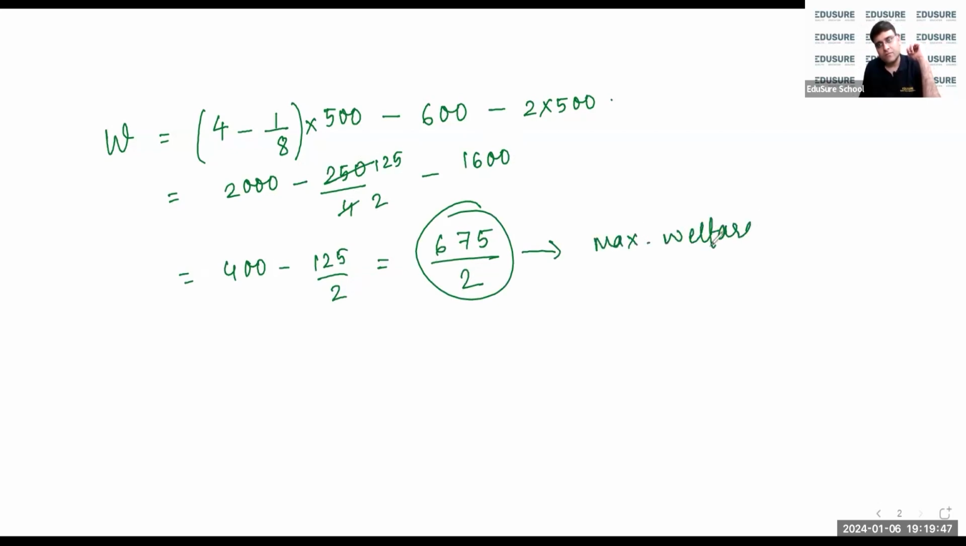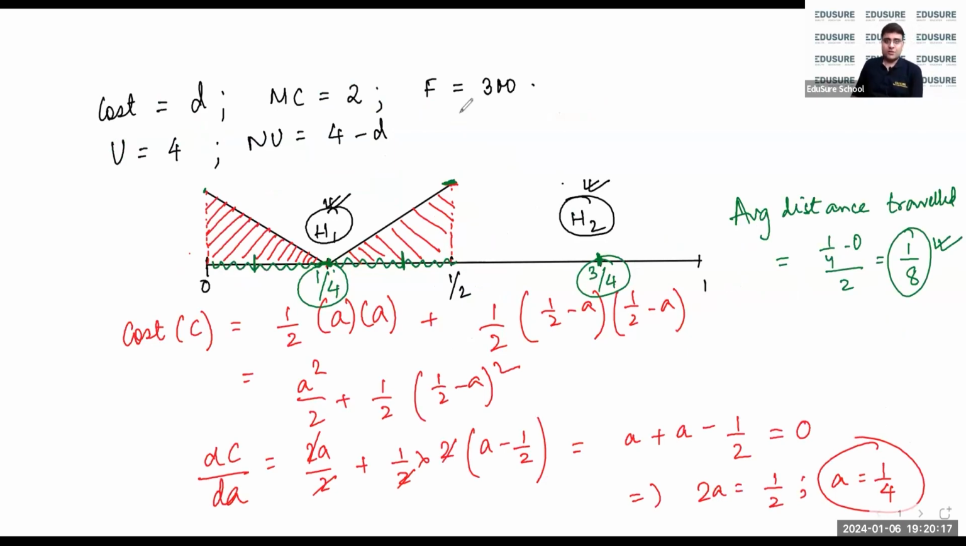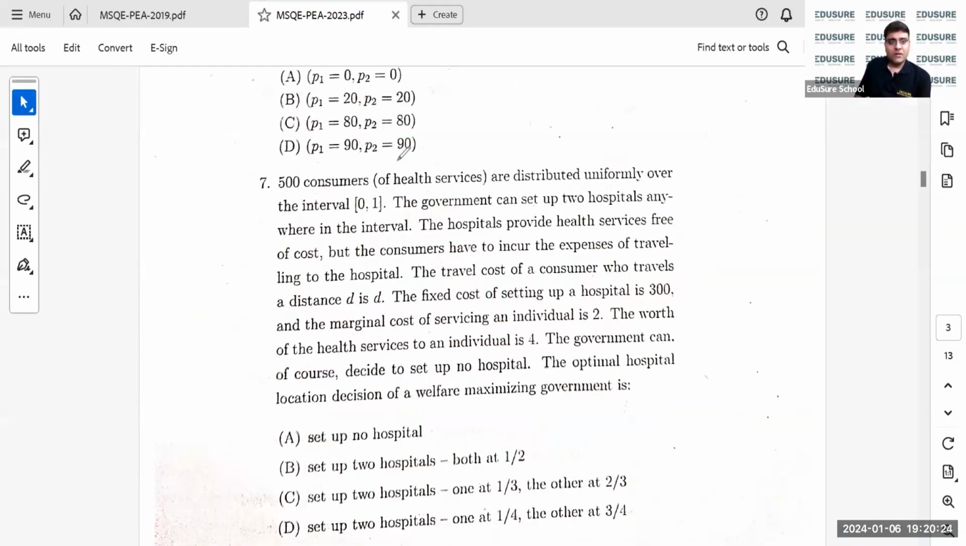Maximum welfare that we can get. So if the welfare is positive, I should set up the two hospitals, and I have already found out the locations. The locations are at 1 by 4 and 3 by 4 because I have managed to minimize the travel cost. So if I manage to minimize the travel cost and get my answer at 1 by 4 and 3 by 4, that is going to be my answer D. A majority of you have got the same thing. I hope you have done the same approach that I have shared.